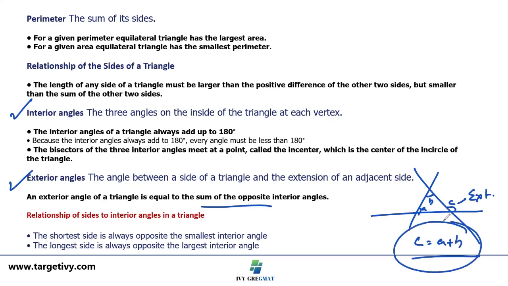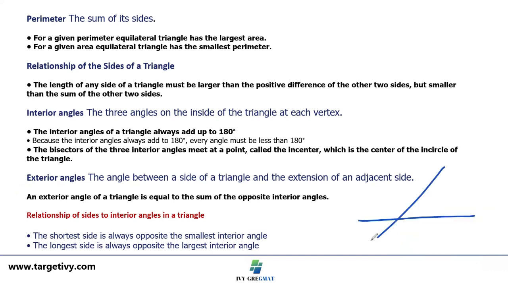We will be using it time and again. So C, which is an exterior angle, is actually the sum of the interior angles. Similarly, if this is an exterior angle, this is equal to this plus this. Let me draw it again. If this is a triangle, this is the exterior angle. This is the interior angle 1. This is the interior angle 2. So E is actually interior angle 1 plus interior angle 2. Fair?